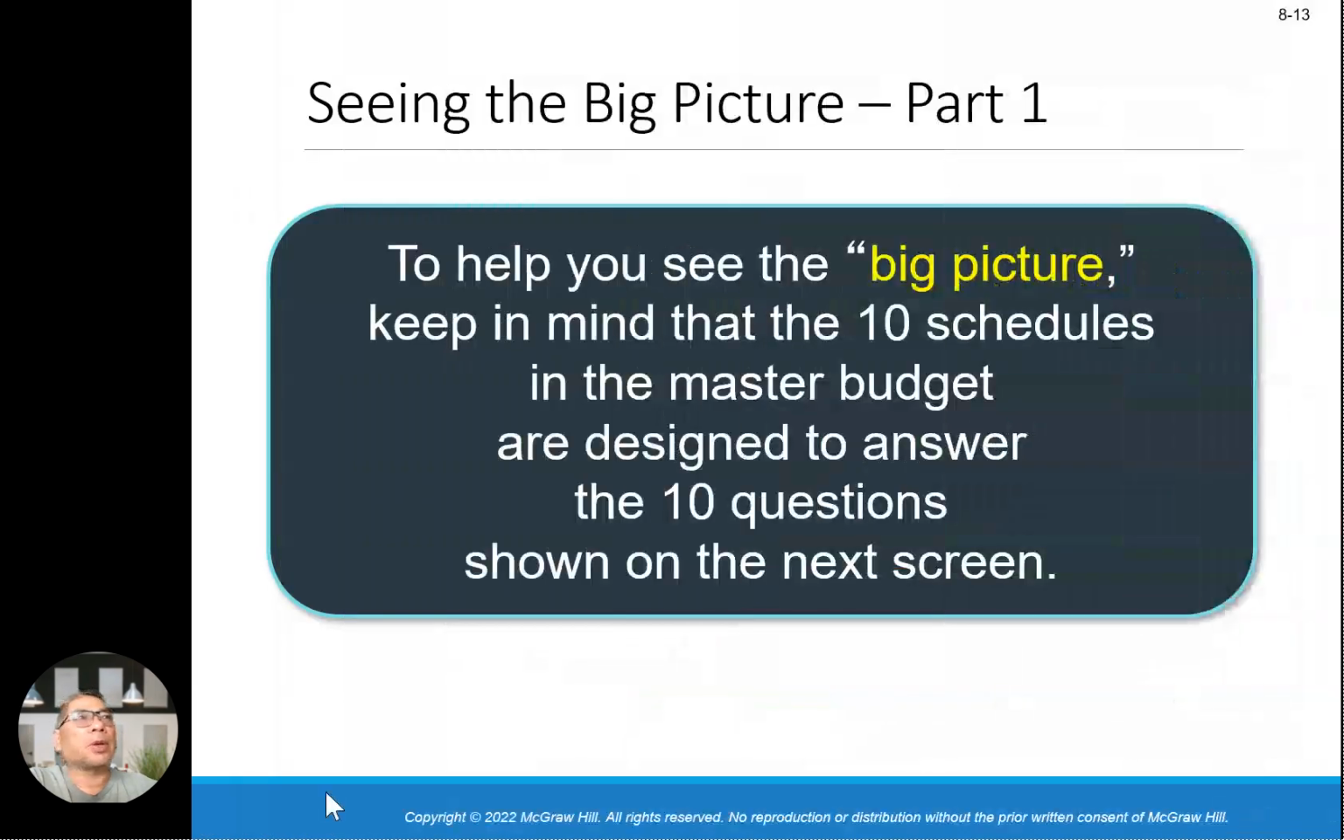Okay. Let's look at the big picture to help you understand that the 10 schedules in the master budget are designed to answer the 10 questions shown on the next screen.